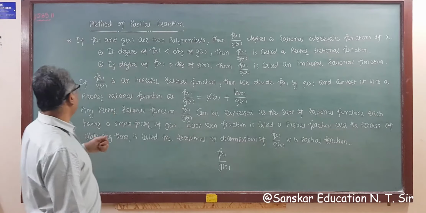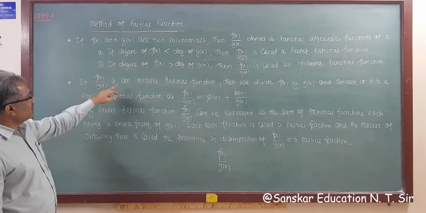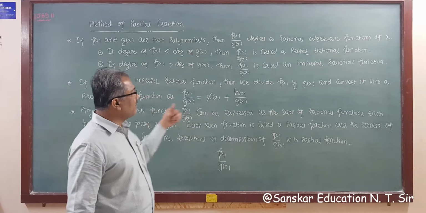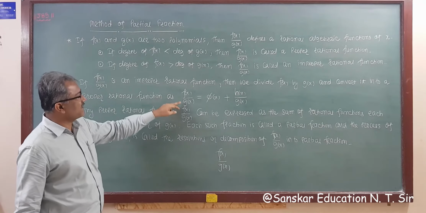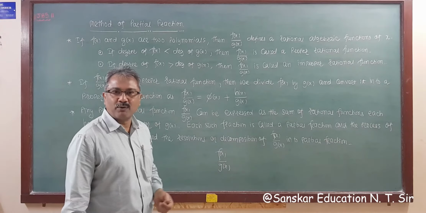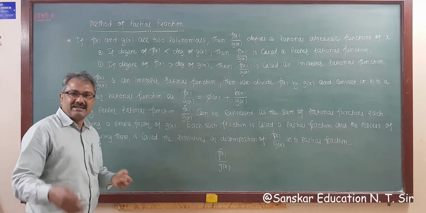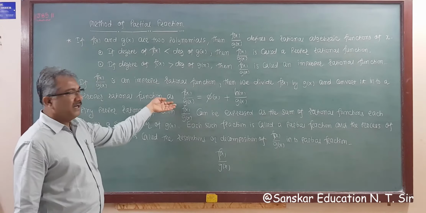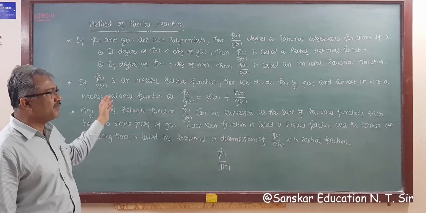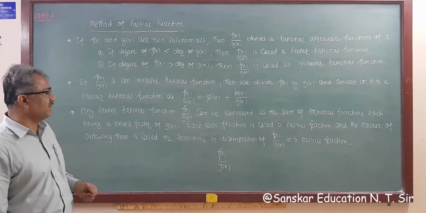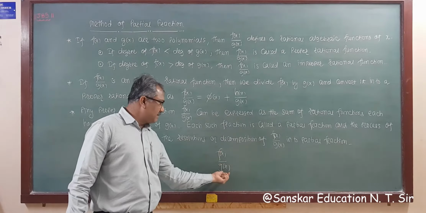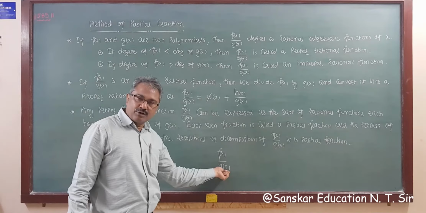If f(x) upon g(x) is an improper rational function, then as I told you, we divide f(x) by g(x) and convert it into a proper rational function, as f(x) upon g(x) is equal to q(x) plus h(x) upon g(x). You know how to divide a polynomial, you learned it in lower classes at secondary level, so no need to explain at this level. Any proper rational function f(x) upon g(x) can be expressed as the sum of rational functions, each having a simple factor of g(x), that is, of the denominator.